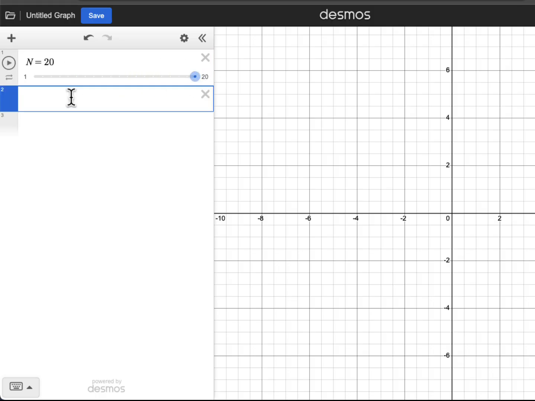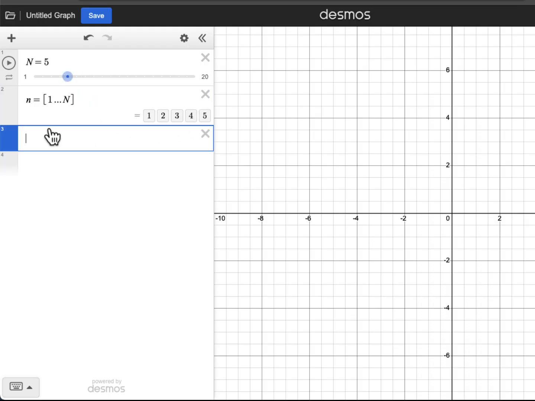The next line, say little n equals bracket, and 1, comma, dot, dot, dot, comma, capital N. Now these commas aren't necessary, and this just created a list of numbers from 1 up to whatever capital N is. If you drag capital N back down to 5, you will see only 5 numbers in this list.